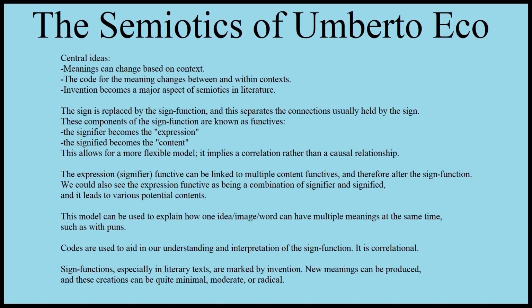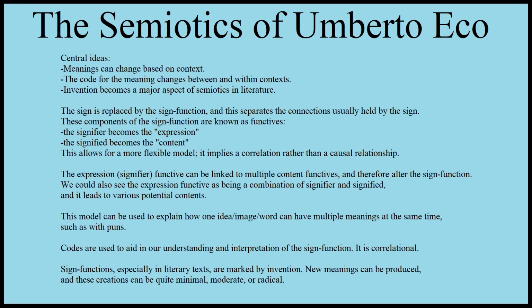When it comes to Umberto Eco, there are a couple of things that are good to look at first. Some of these central ideas are that meanings can change based on the context. The code for meaning changes between and within contexts, and invention is a major part of semiotics in terms of literature. We will be going into these over the course of the video, but these are some central ideas to take note of.